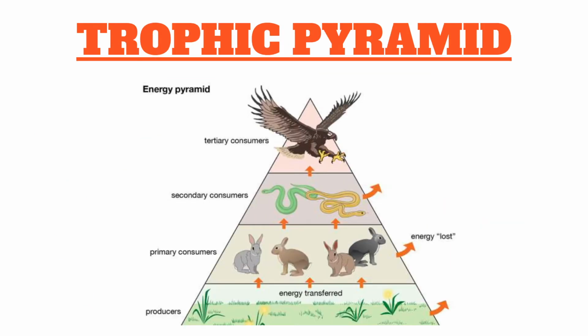Here we have a general example of a food chain represented in a trophic pyramid, or energy pyramid. This is also a general example of a healthy cycle in an ecosystem.